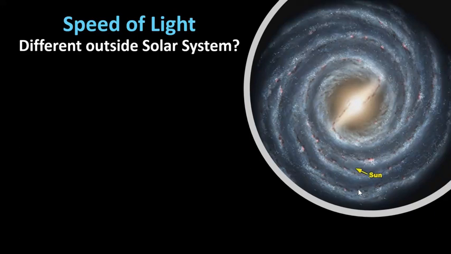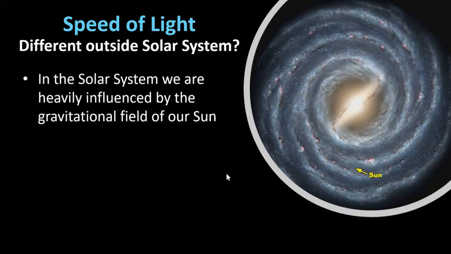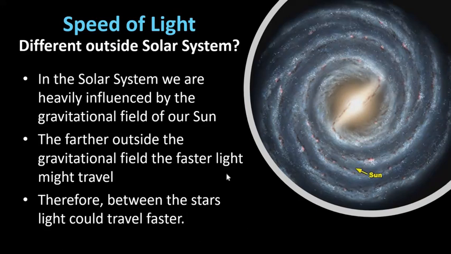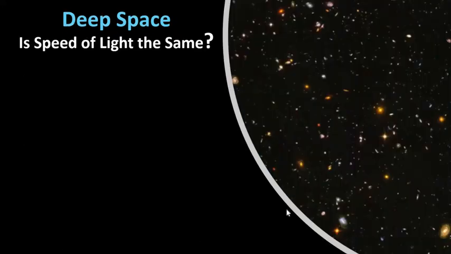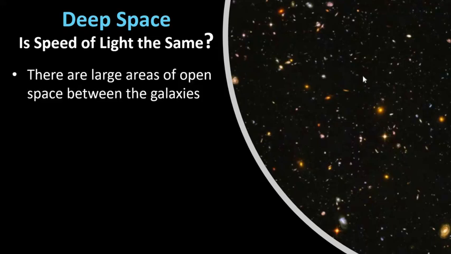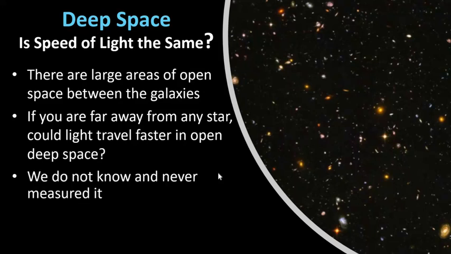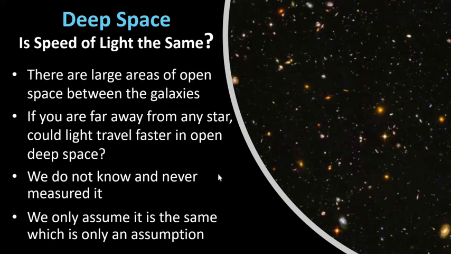So therefore, could the speed of light be different outside the solar system? Because in the solar system, we are heavily influenced by the gravitational field of our sun. The farther outside the gravitational field, the faster the light might travel. Therefore, between the stars, light could travel faster. What about deep space? Is the speed of light the same? If you look at this picture, there are large areas of open space between the galaxies. If you are far away from any star, could light travel faster in open deep space? We don't know, and we never measured it, because we never measured the speed of light outside our own solar system. We only assume it's the same, which is only an assumption.